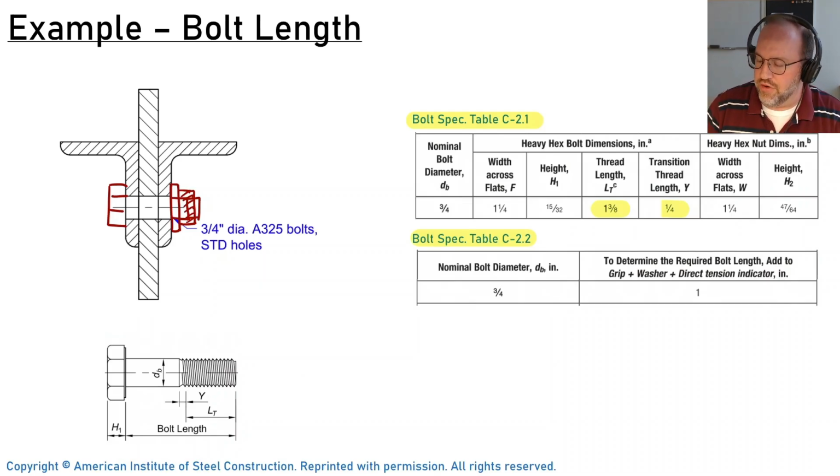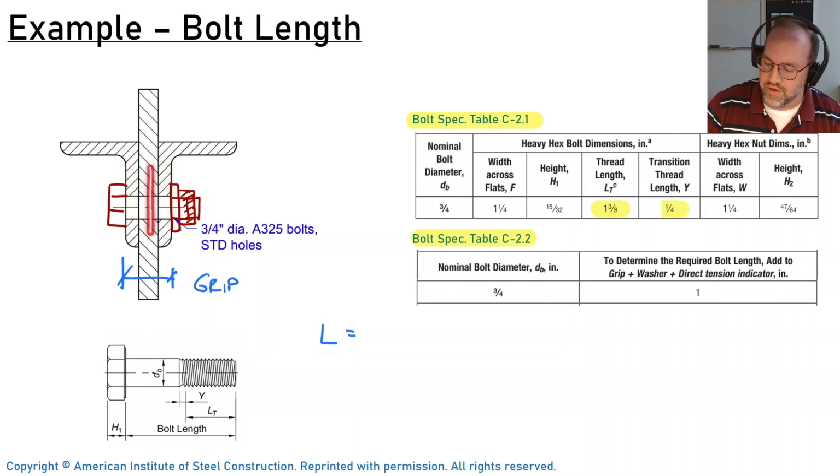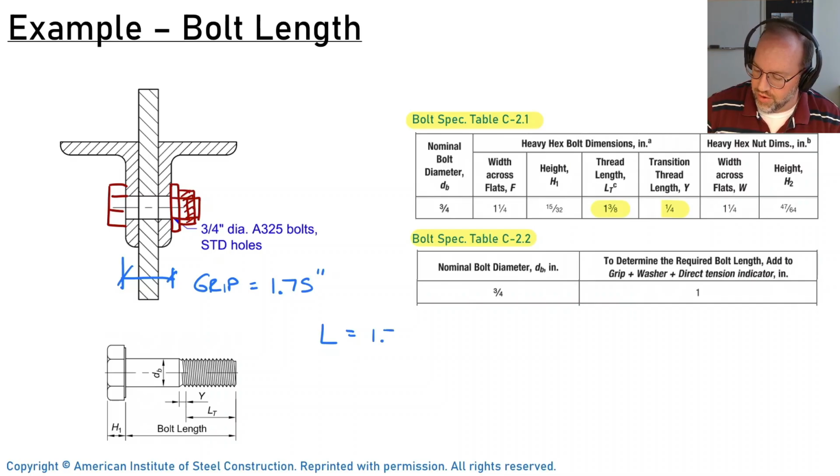So first, what we need to do is decide the length of our bolt. So L is going to be the length of the bolt. And the first thing that we need to know is what's known as our grip. The grip is this distance right here. And for our grip, we're bolting together 2 1/2-inch angles and then a 3/4 inch gusset plate. So this is going to be 1.75 or 1 3/4 inches for our grip. So our bolt's got to be that long.